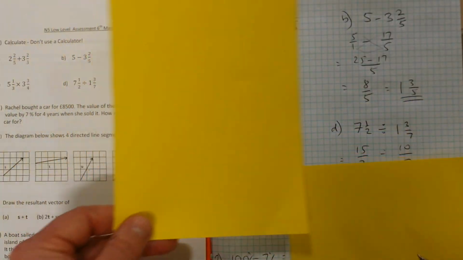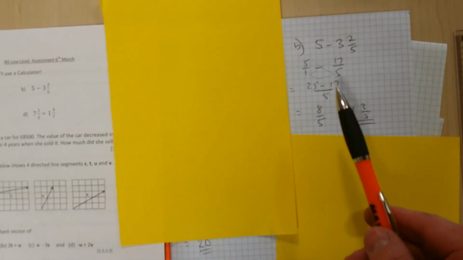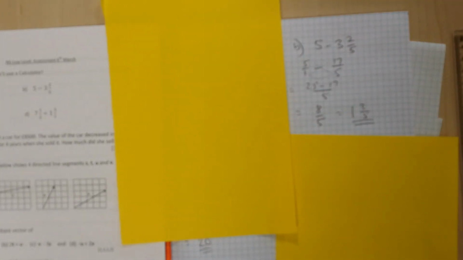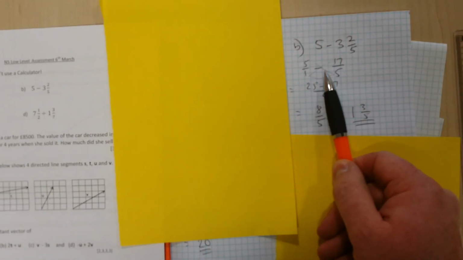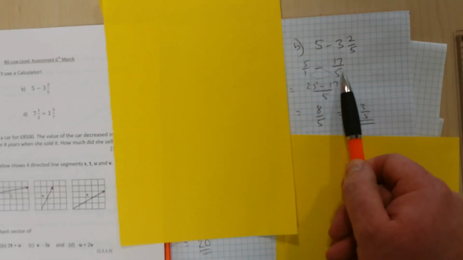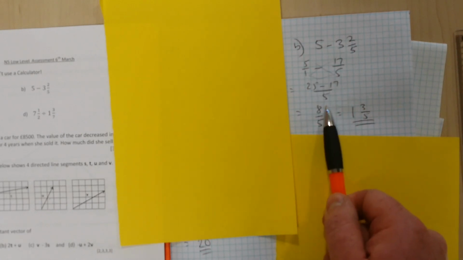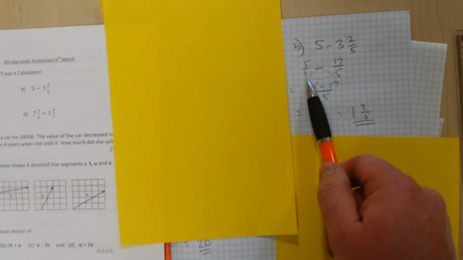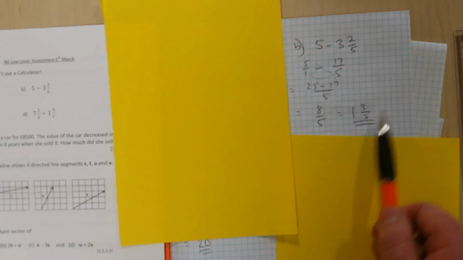The same method for question number 2 for taking away fractions is 5 minus 3 and 2/5. You can change the 5 into a fraction, saying 5 over 1. Then you're subtracting 3 times 5 plus 2 is 17 over 5. Then your smile and a kiss. The bottom is going to be 5. The top, 25. Take away 17. 8/5, which is 1 and 3/5.